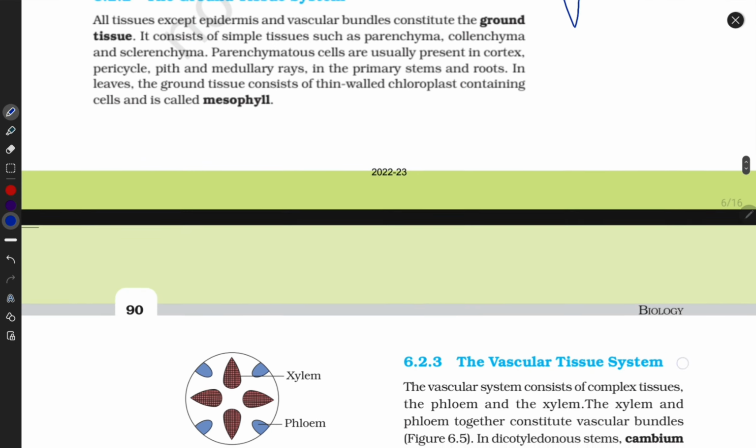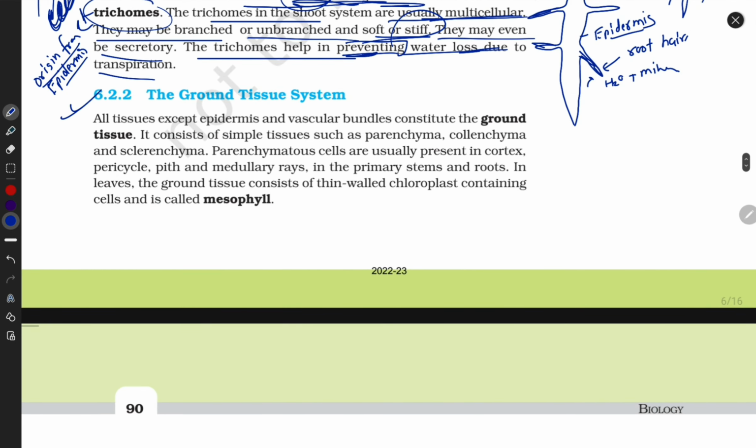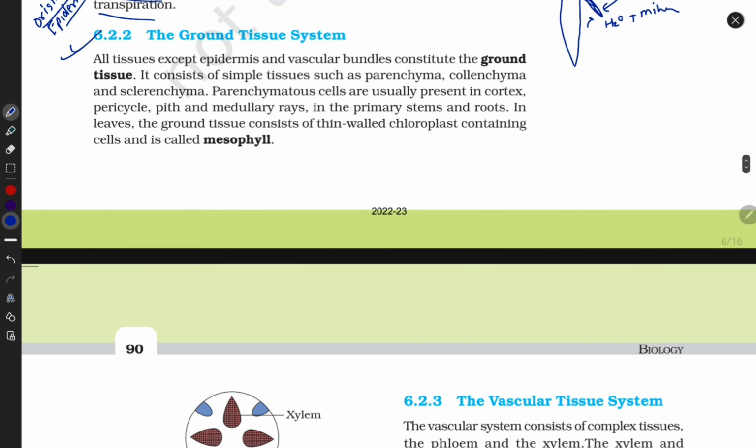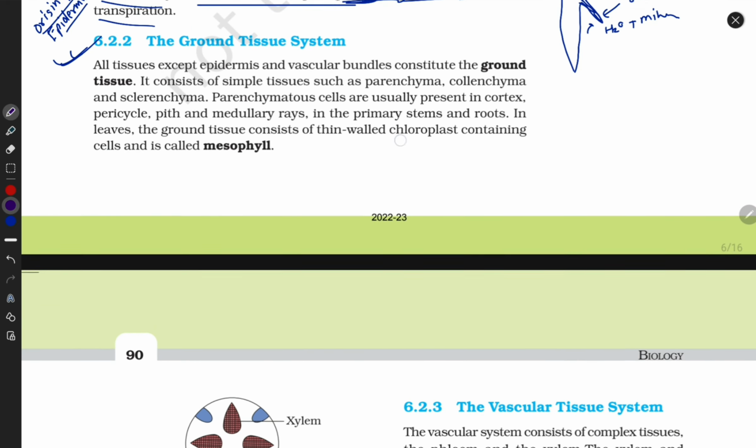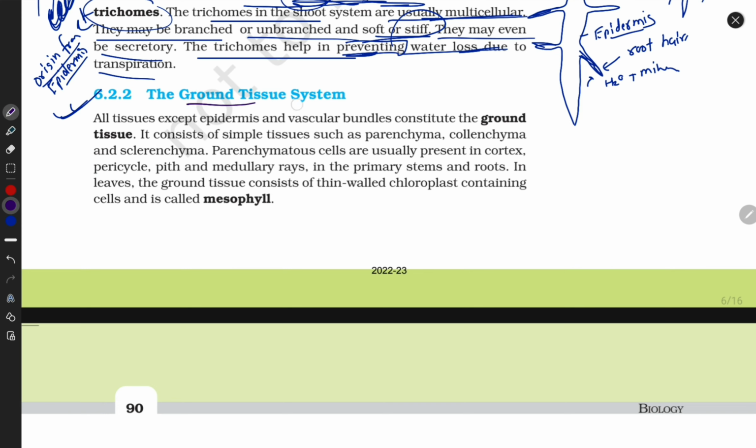Wait. Okay, this is only 4 lines, guys. Ground tissue is already 4 lines, so why take a new video? Okay, let's complete it, guys. Be focused. Ground tissue system: all tissue except epidermis and vascular bundle consists of ground tissue. Remove epidermis and the vascular bundle.